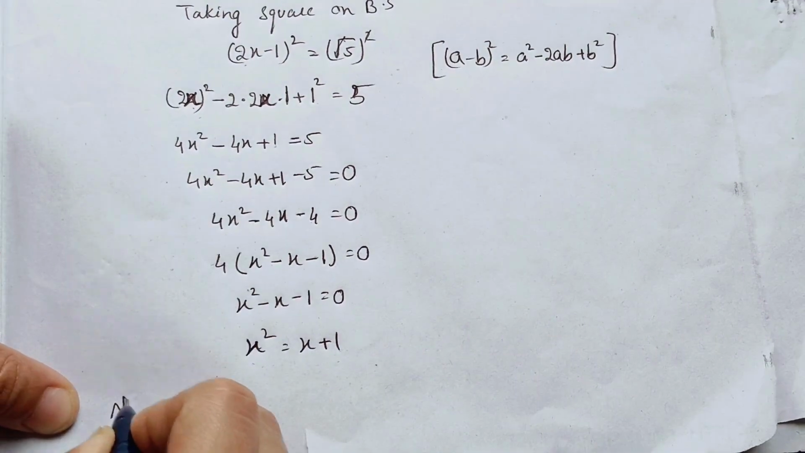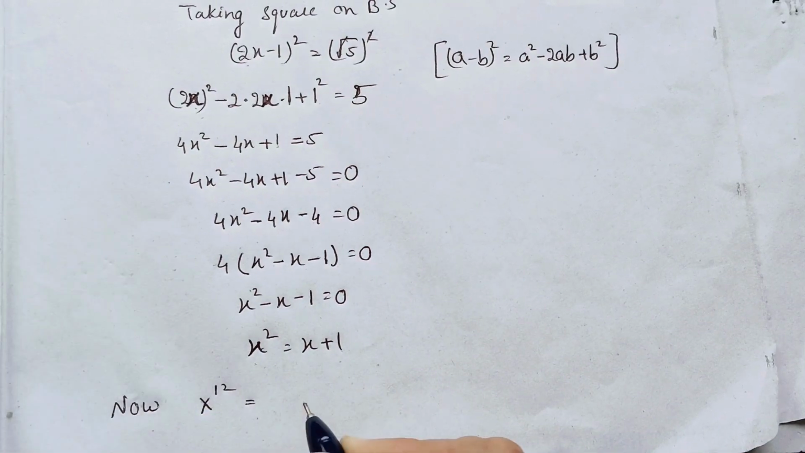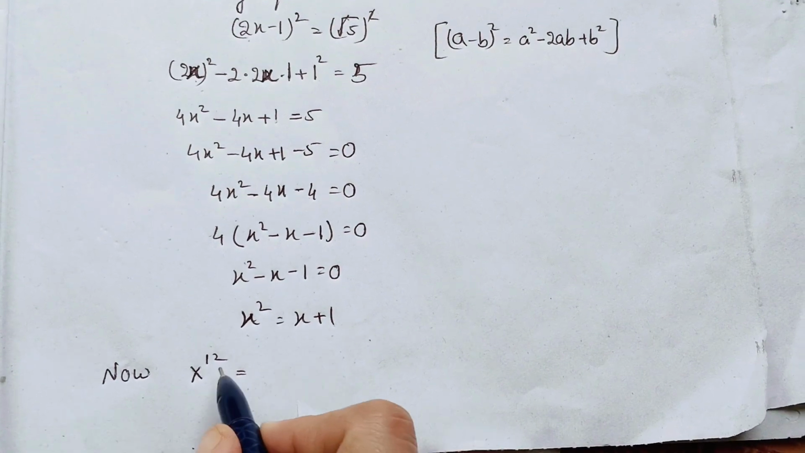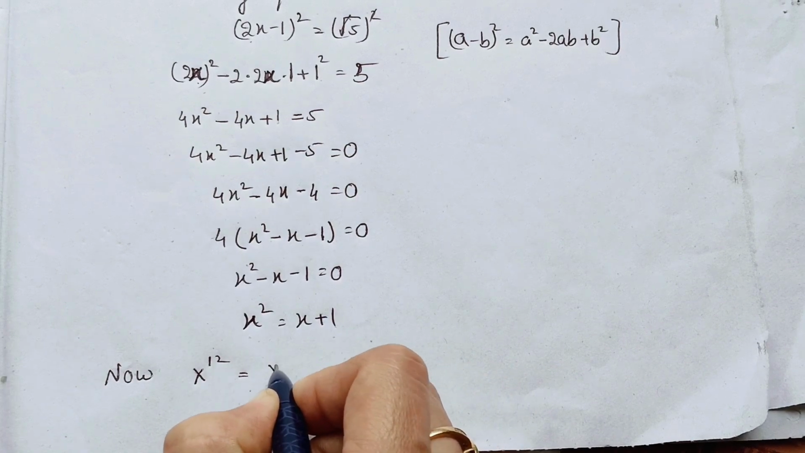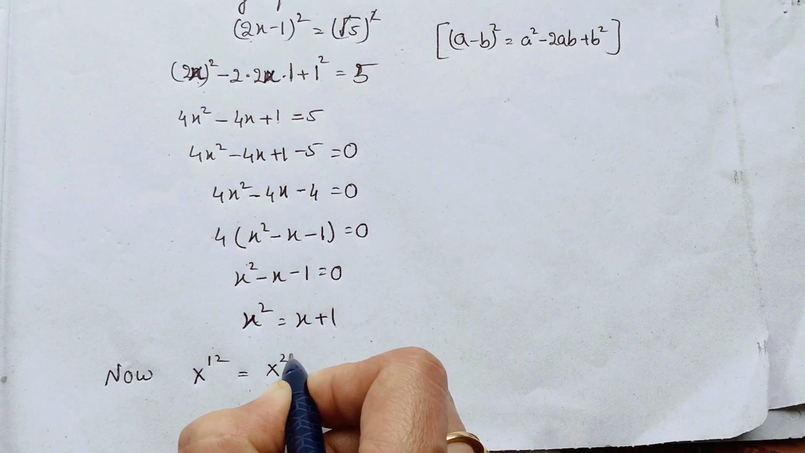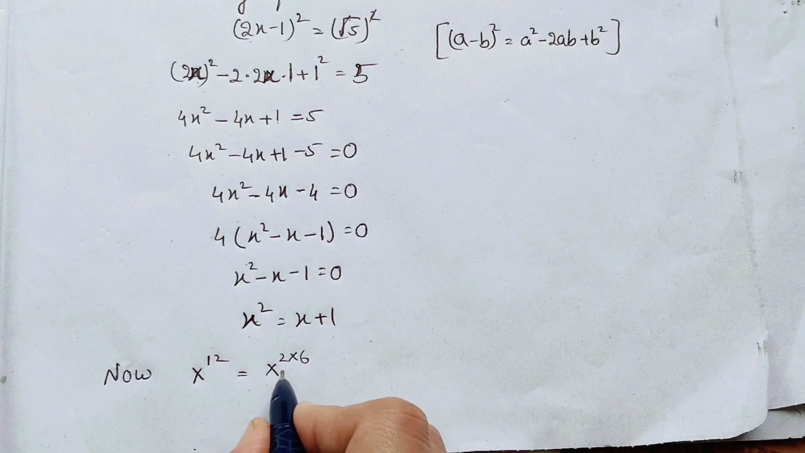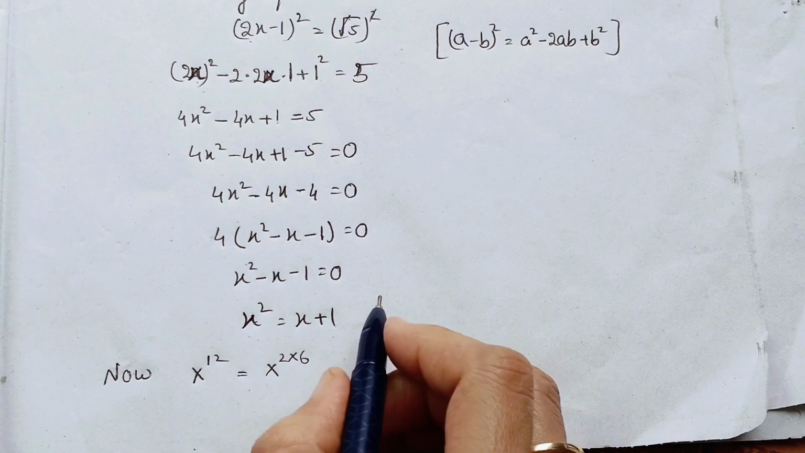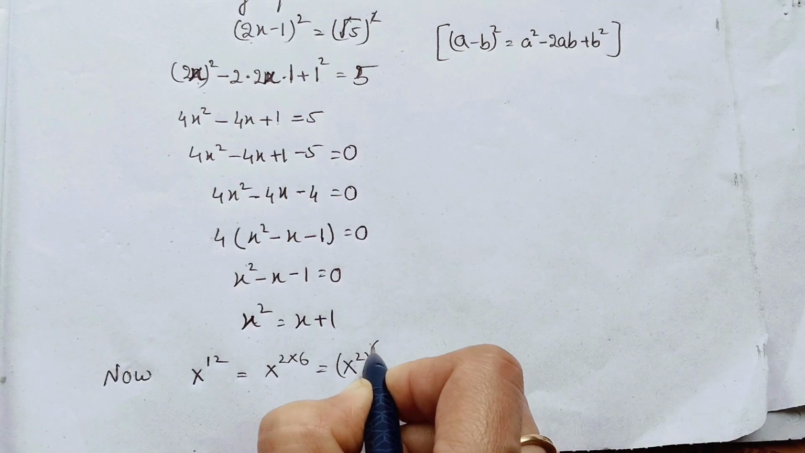Now we have to find out the value of x to the power 12. This x to the power 12 can be written as x to the power 2 into 6. Can we write 12 as this? Yes, 2 sixes are 12. So this can be written as x square whole power 6.